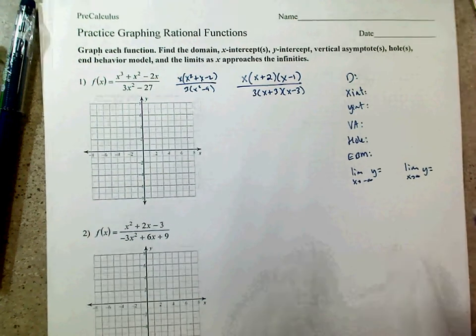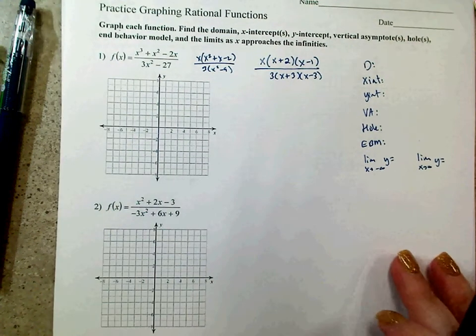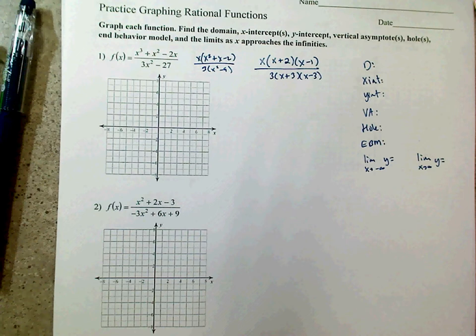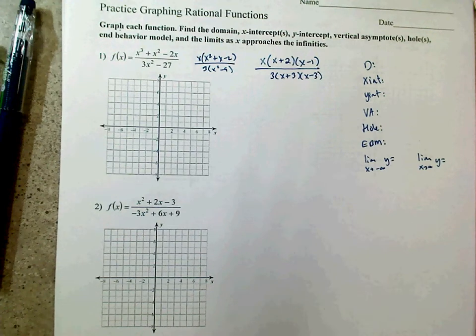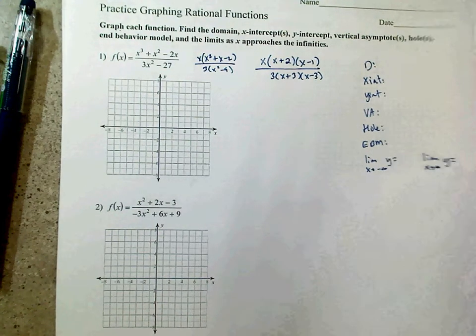So I guess first I want to talk about the end behavior model. This function has a higher degree in the numerator, and if the function has a higher degree in the numerator, that automatically means it's not a horizontal asymptote, it's a slant or other asymptote. In this case, because the numerator is only higher by a degree of 1, it is going to be a slant asymptote, so we're going to have to do that long division. So I'm going to do that down below.